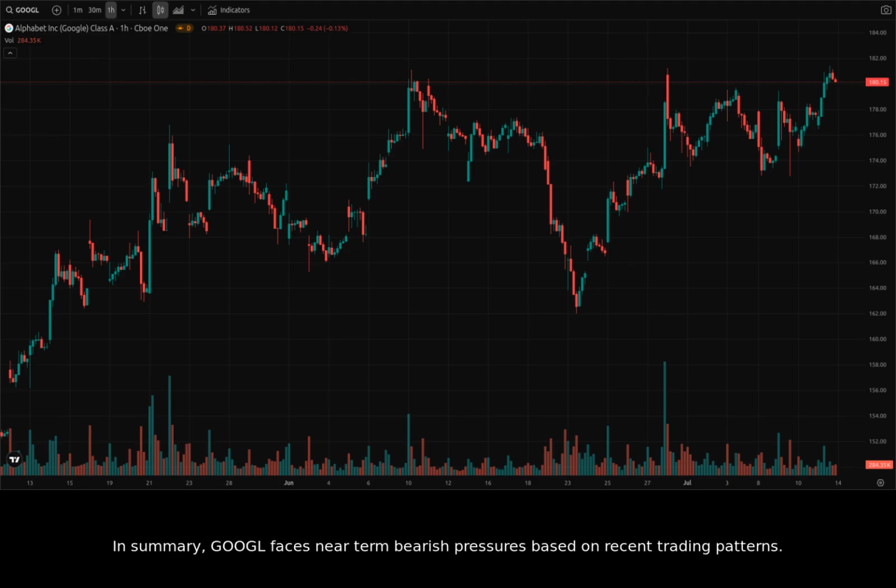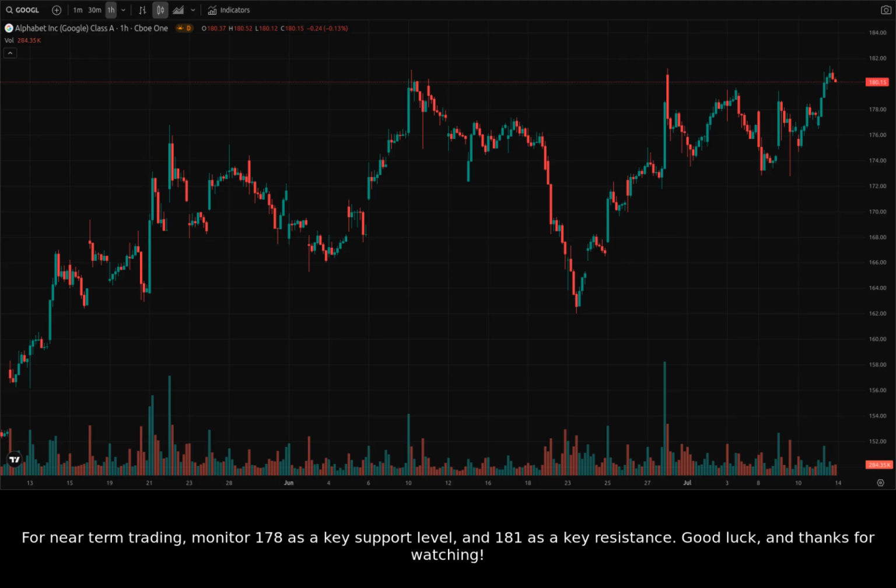In summary, Google faces near-term bearish pressures based on recent trading patterns. The Windsurf deal and AI coding tech will provide long-term benefits, but is not showing immediate impact. For near-term trading, monitor 178 as a key support level and 181 as a key resistance.